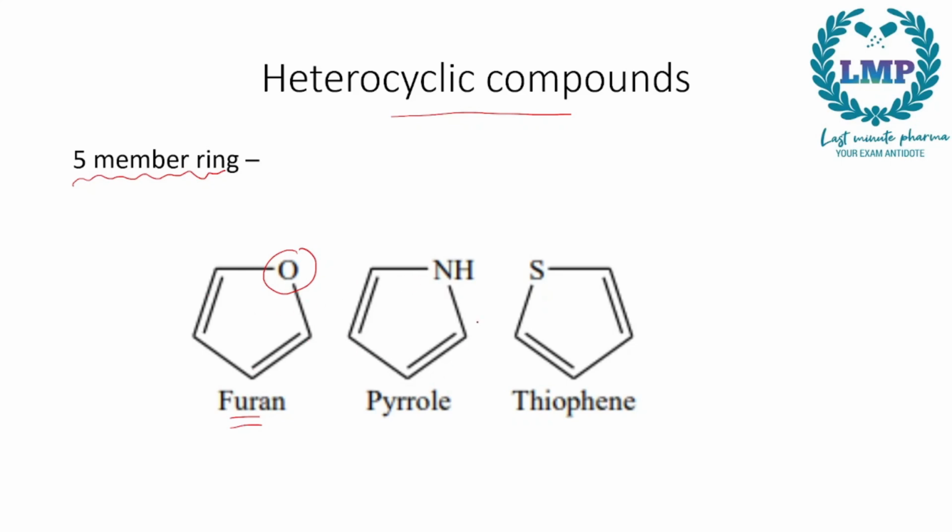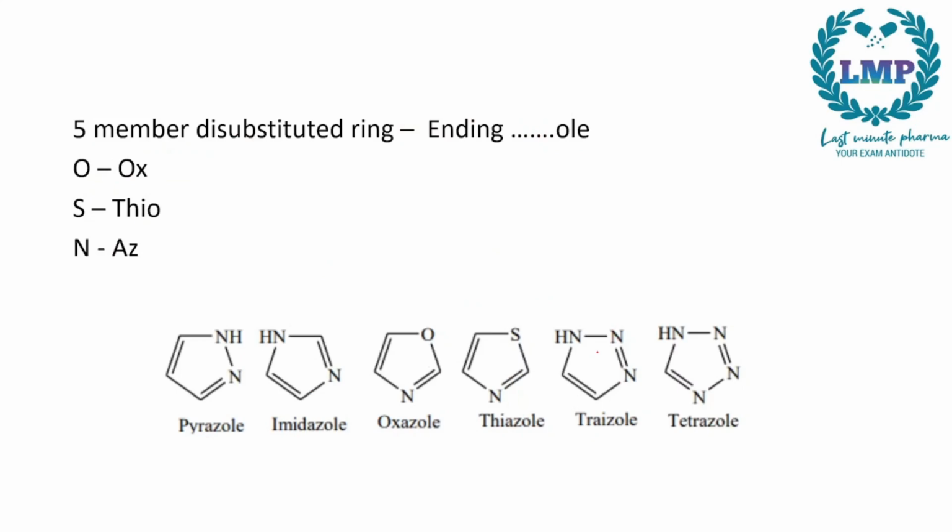If we have a 5-membered ring with an NH group attached at the tip, we call it a pyrrole. So furan, pyrrole. If it's a sulfur attached to the tip of a 5-membered ring, we call it a thiophene. Next we have some 5-membered di-substituted rings. Now there are 2 substitutions in the rings. If there are 2 substitutions in the ring, the ending will always be ole, O-L-E.